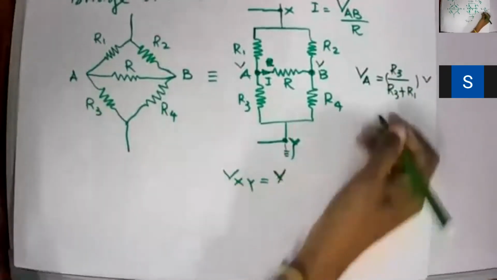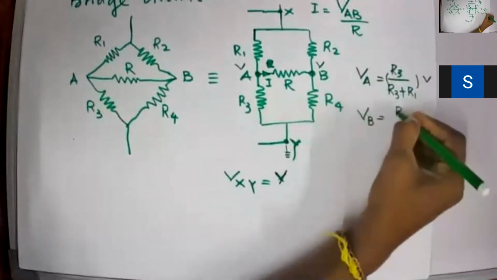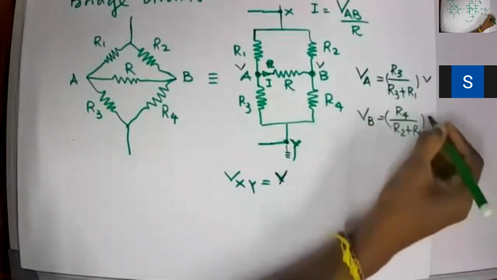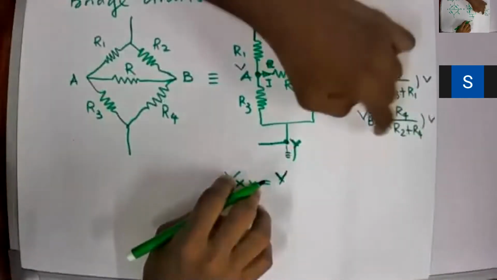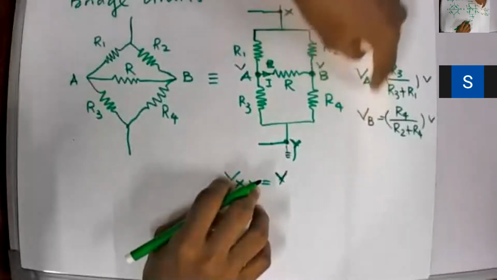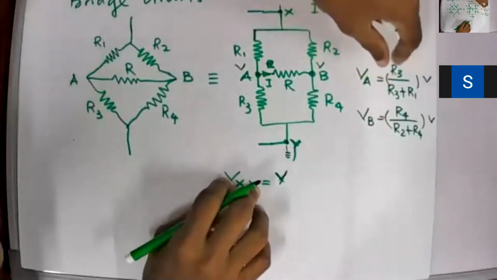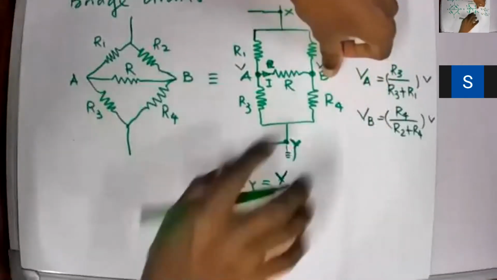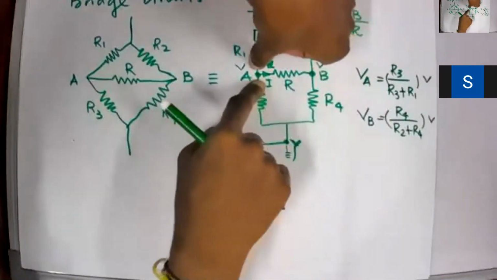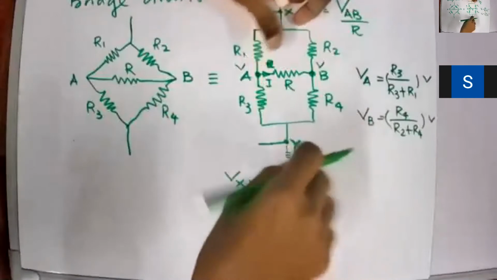Am I right? Similarly, VB will be R4 by R2 plus R4 times V. So you can easily calculate this, and then VAB will be VB minus VA, or VA minus VB. Whichever value is bigger, if B is bigger, the current flow direction will be from B to A. And if A is bigger, then the current flow direction will be from A to B. You can easily calculate it.